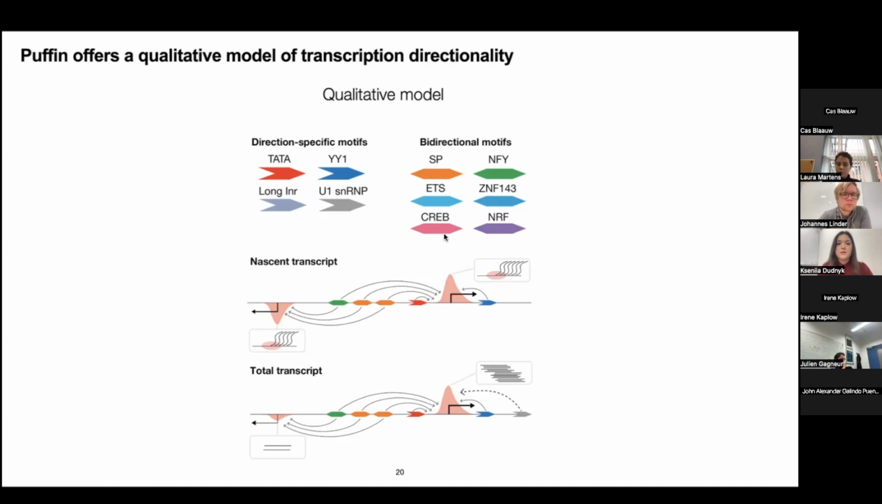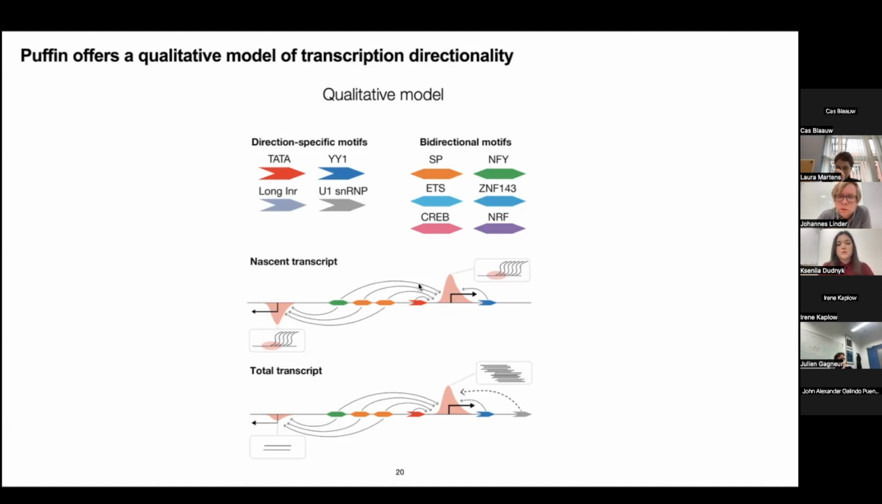So Puffin can qualitatively explain the directionality of the promoter. As I mentioned, there are directional motifs and bidirectional motifs. The bidirectional motifs can create transcription initiation signal on both strands, but the directional motifs explain why the signal on the forward strand is much stronger than on the other strand.